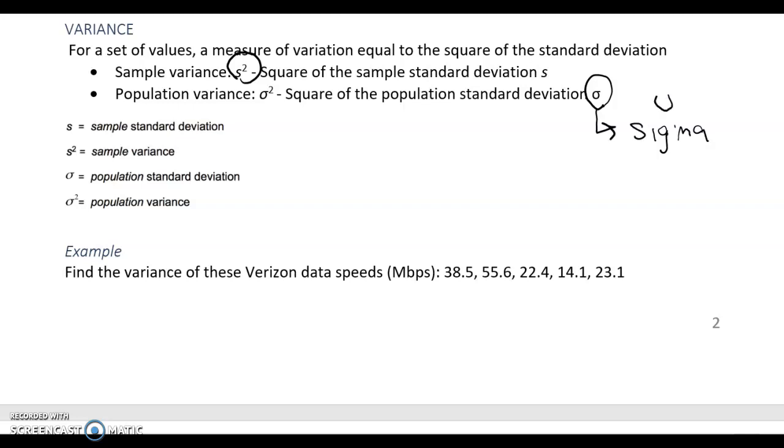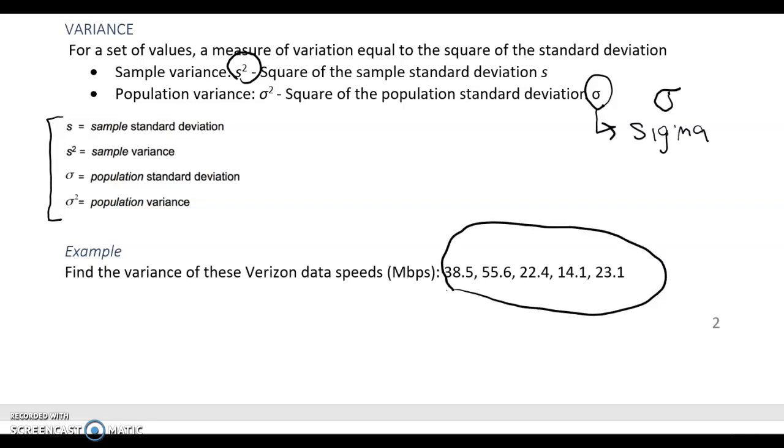And you kind of make a U and then curve it over to close up that U to make the sigma symbol. So here we have the notation for you. S sample standard deviation, S squared sample variance. Sigma population standard deviation, sigma squared population variance. So using the data from our last example, let's go ahead and find the variance. S was equal to 16.45. That's our standard deviation.